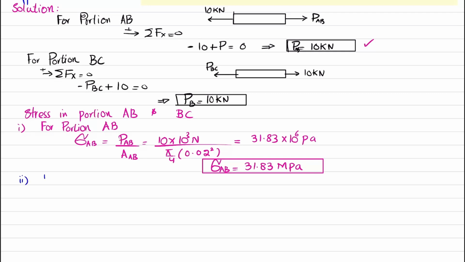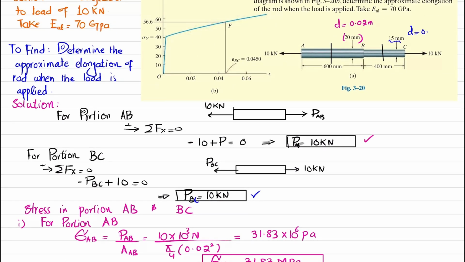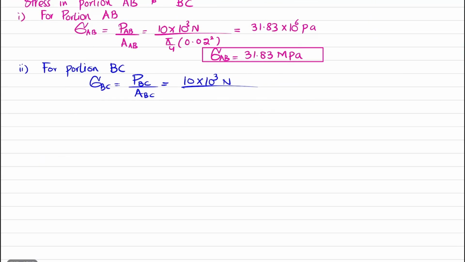Now for portion BC, we can find stress in BC is equal to load PBC divided by area of BC. This is the load PBC, which is again the same 10 kilonewton. So 10 into 10 to the power 3 Newton divided by the area, where the diameter of this rod is given as 15 millimeters, so it is 0.015 meter. Area is pi by 4 d square, so pi by 4 into 0.015 square. When you solve this, you will get stress of 56.59 into 10 to the power 6 Pascal. In megapascal, the stress in portion BC will be equal to 56.59 megapascal.